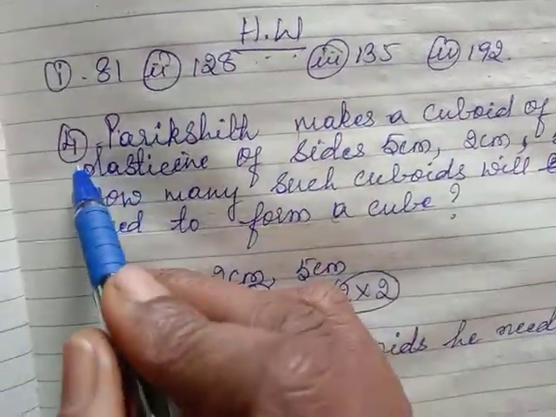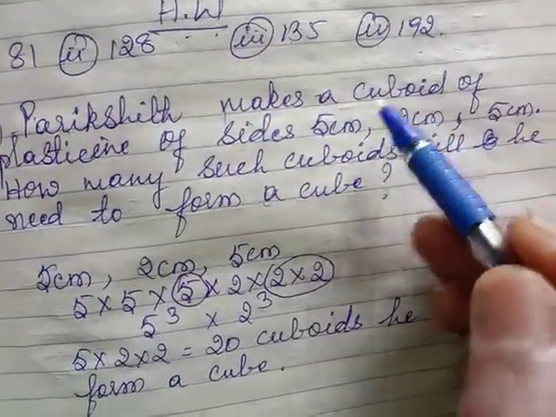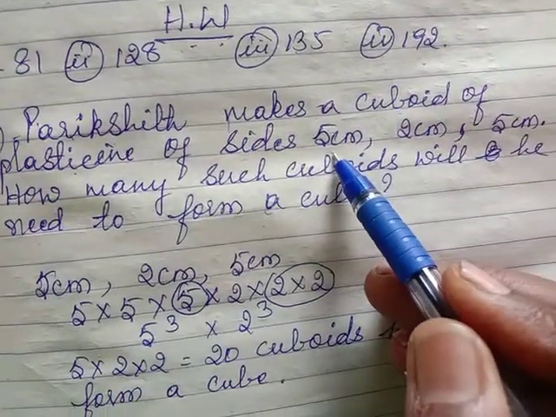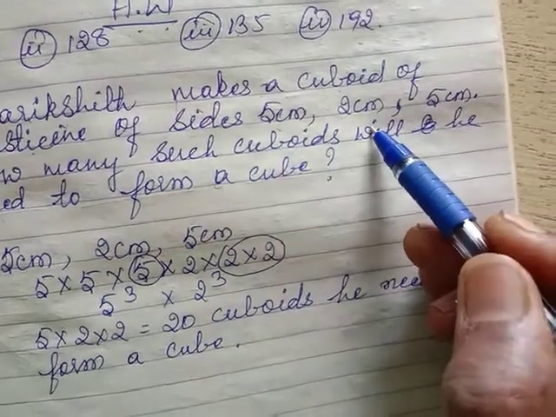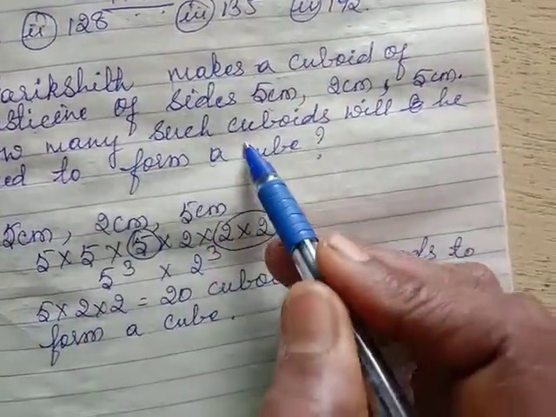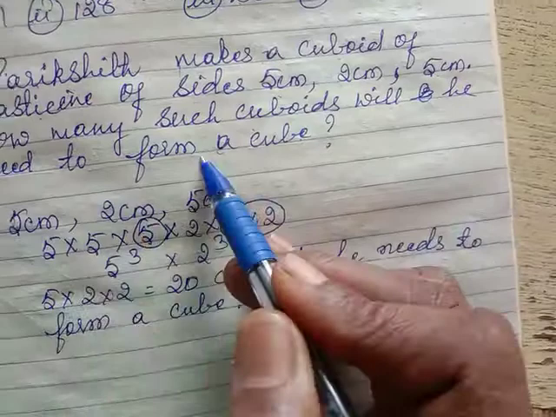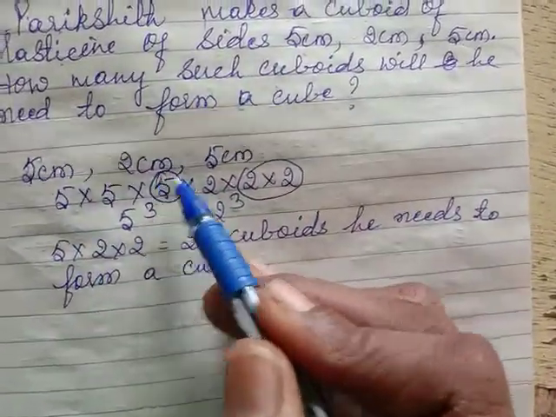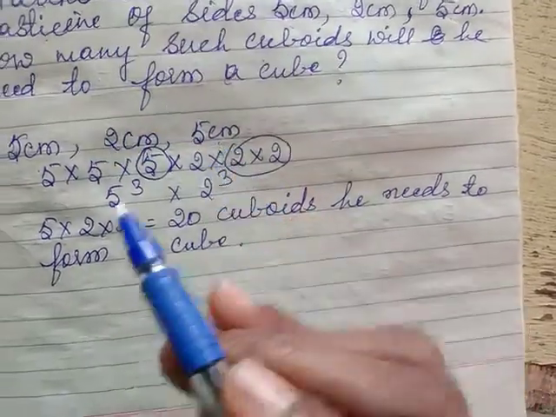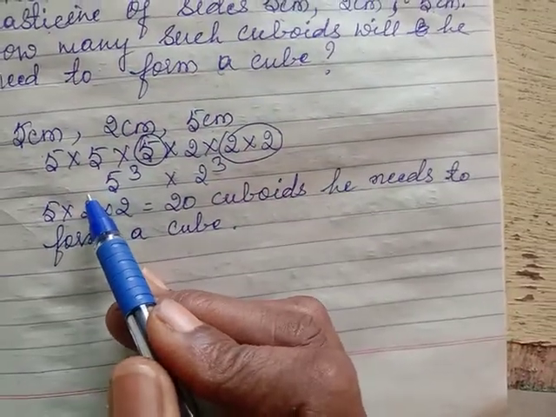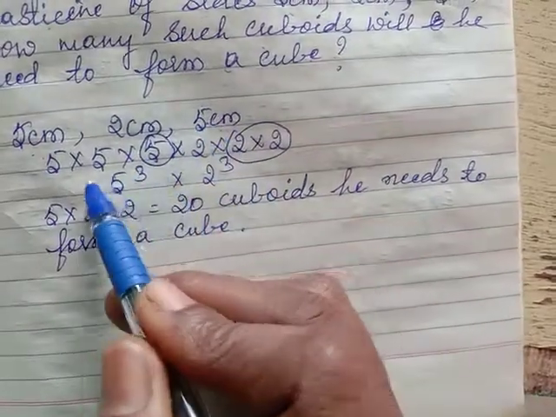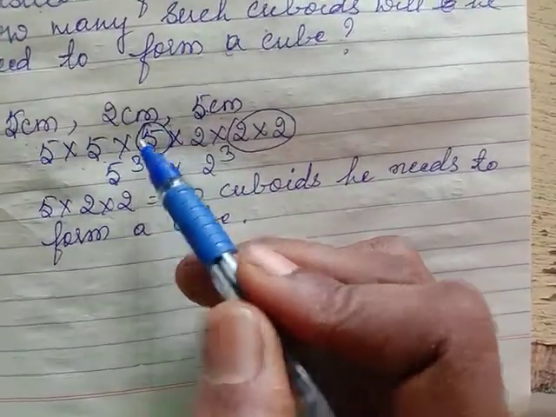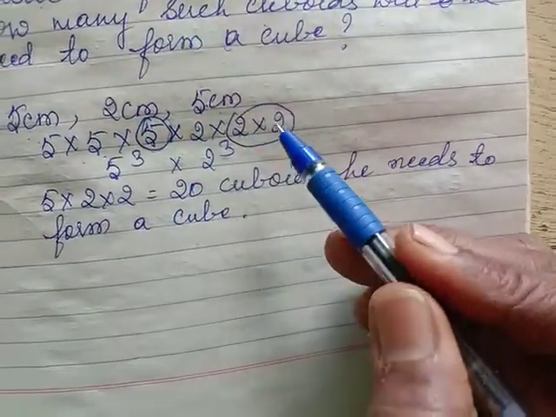The next fourth question is, Parikshit makes a cuboid of plasticine of sides 5 centimeter, 2 centimeter, 5 centimeter. How many such cuboids will he need to form a cube? So 5 centimeter, 2 centimeter, 5 centimeter. Here 5 into 5, and what is missing? 5 is missing. 2 into 2 is missing, 2 is missing.